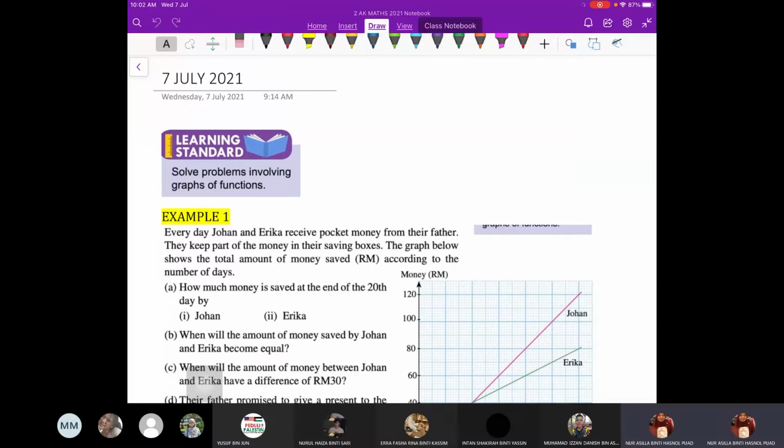Okay, so this is going to be our last class for the topic graphs of functions. So we're going to go into the last learning standard. If you can see from the screen, the last learning standard is to solve problems involving graphs of functions.